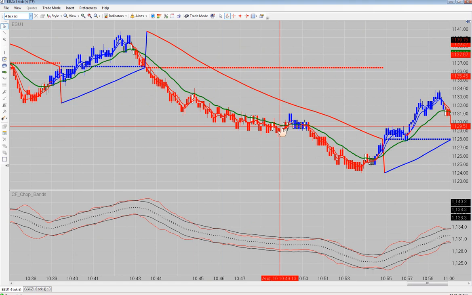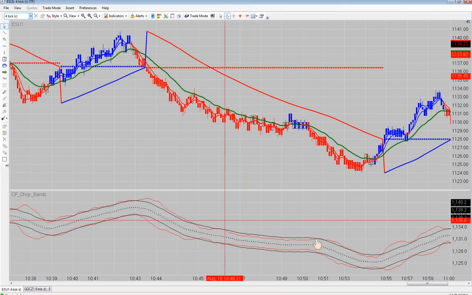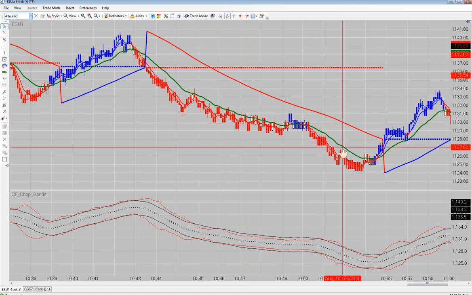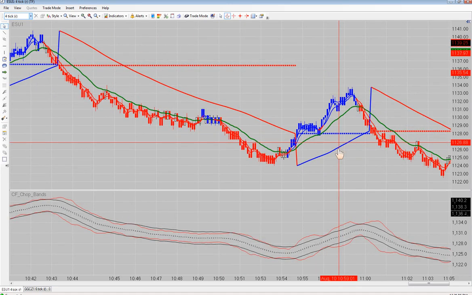it was slowly chopping down, and you see how inside right here, the red was inside the bands down here during that whole move. And I was saying as soon as it breaks out of there, that should give us our direction for the next move, and it did. Right here, it broke out, and this was the opportunity to short right there for a few points. I was not able to do that though. I missed it.